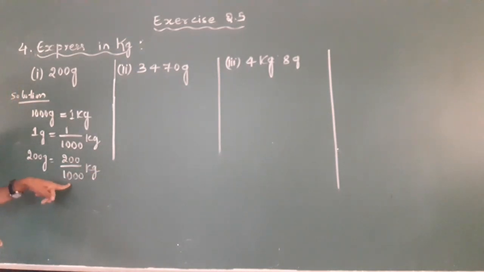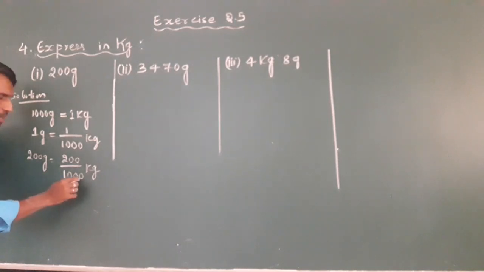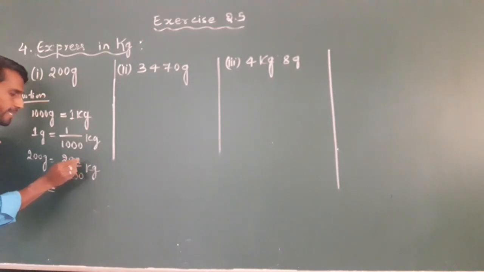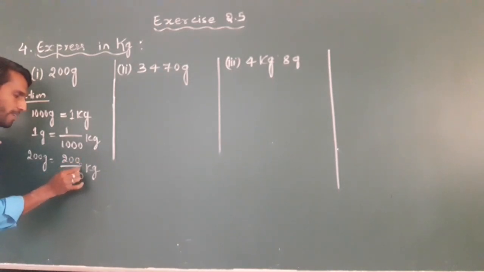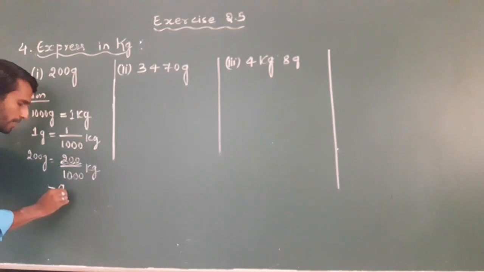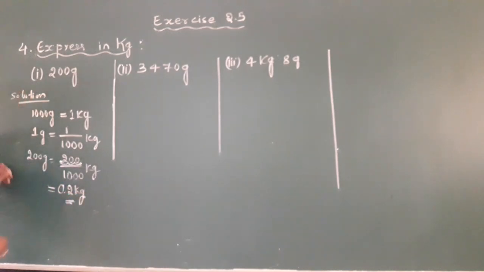Okay, divide by 1000 kg. See, dear friend, we have 30 here, so we have to shift the decimal point after 30. The decimal point is at the end, after the 0. When we shift it 3 places, we get 0.2 kg. This is the solution.